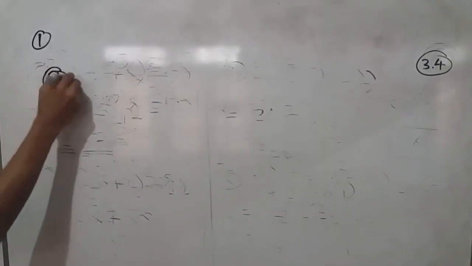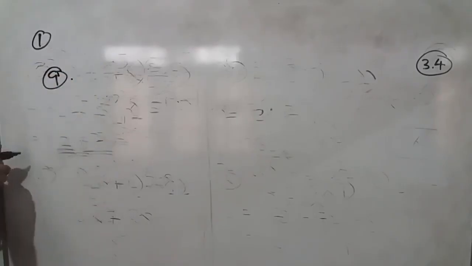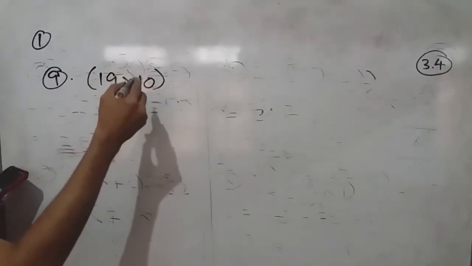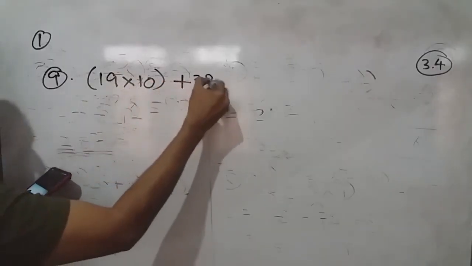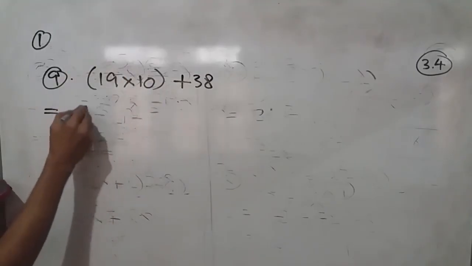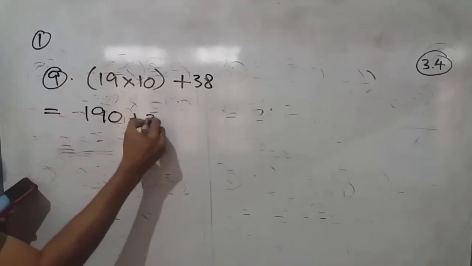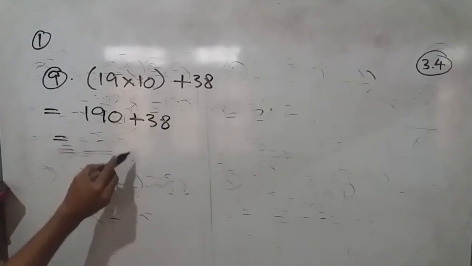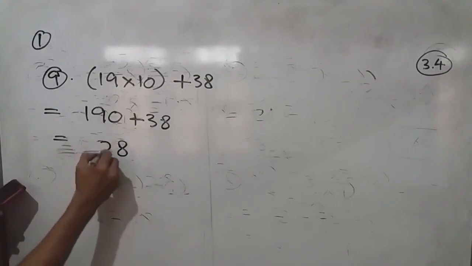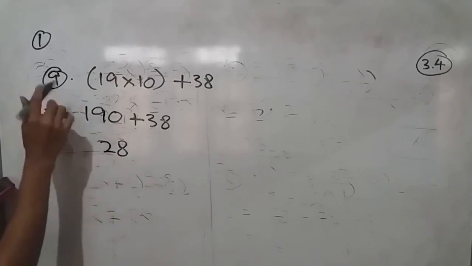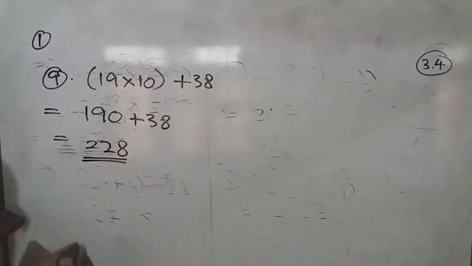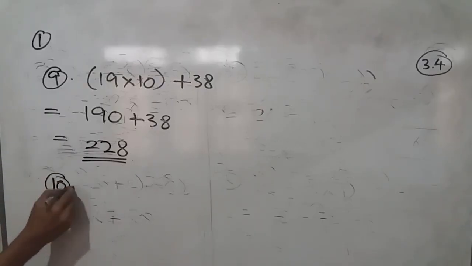Question number 9. Right. 19 times 10, we have to add a 38. So we have to simplify the brackets. So 19 times 10, that is 119. Then we have to add a 38. So what is the answer? 0 plus 8, that is 8. 9 plus 3, that is 12. Carry the 1. So 1 plus 1, that is 228. Right.